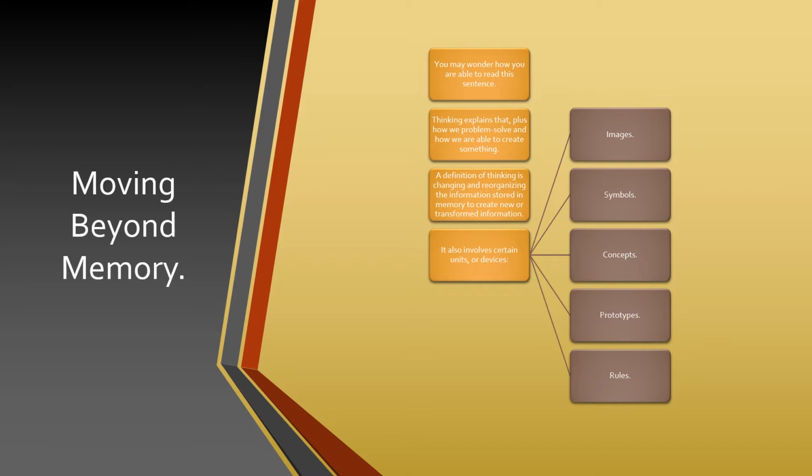So moving beyond memory, you may wonder how you're able to read the sentence or understand what I'm saying, and thinking explains that. Plus, it also explains how we problem solve and how we are able to create something. So a definition of thinking is changing and reorganizing the information stored in memory to create new or transformed information. It also involves certain units, or what we call devices. So they are listed here. They are images, symbols, concepts, prototypes, and rules.